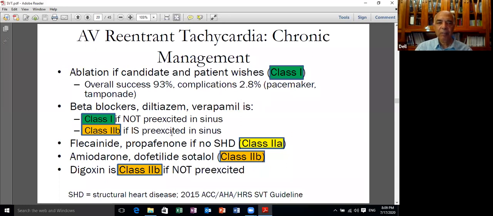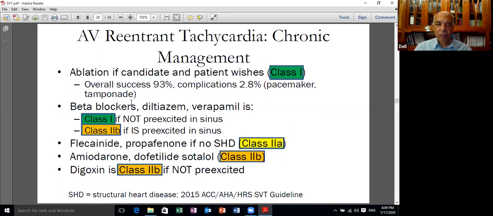For chronic treatment, again, ablation. Ablation is easy, rapid, effective, and long-lasting. Overall success rate approaching again 95%. Complications are again about 3%, and tamponade can occur if you are working on the left side of the heart because of anticoagulant use.